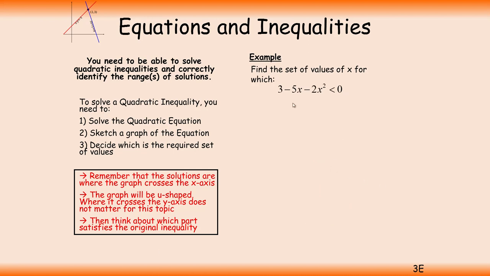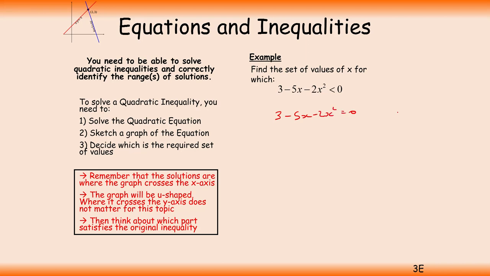Second example. Find the set of values, or the range of values for x for which 3 minus 5x minus 2x squared is less than 0 again. So less than 0. But if I note this time, I have got a negative quadratic. So I take that and I set that equal to 0 because I want to solve it first, which means finding my critical values. So I've got 3 minus 5x minus 2x squared equals 0.